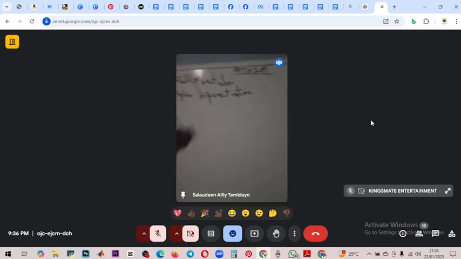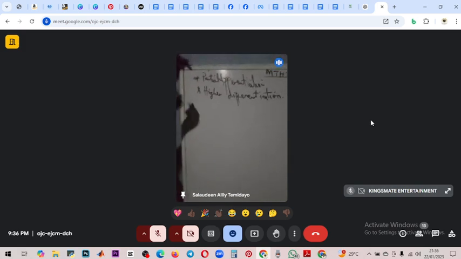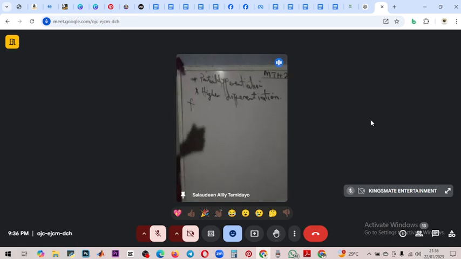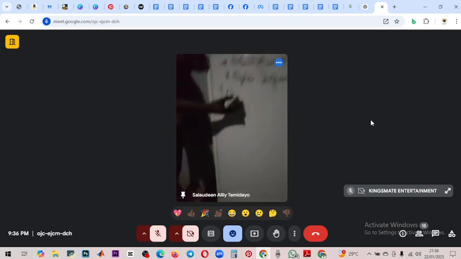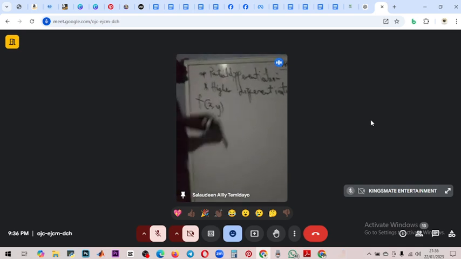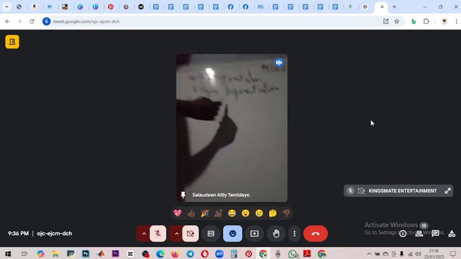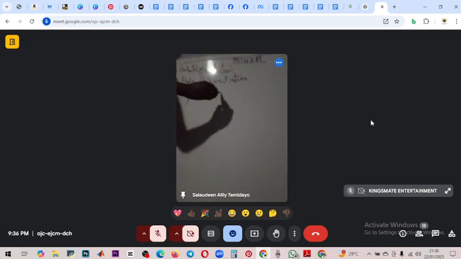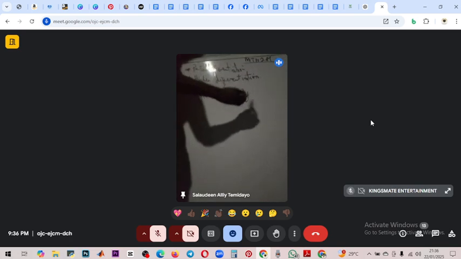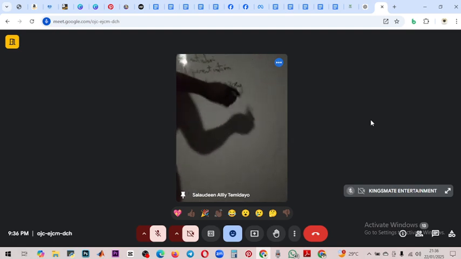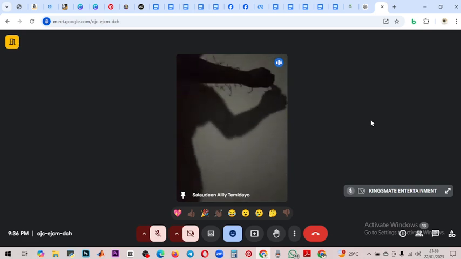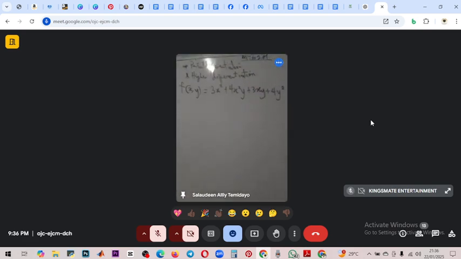We have already been introducing ourselves to partial differentiation. We said if f is a function of more than one variable, f is a function of x and y. So my f is equal to 3x squared plus 4x squared y plus 3xy plus 4y squared. This is the function given to me.